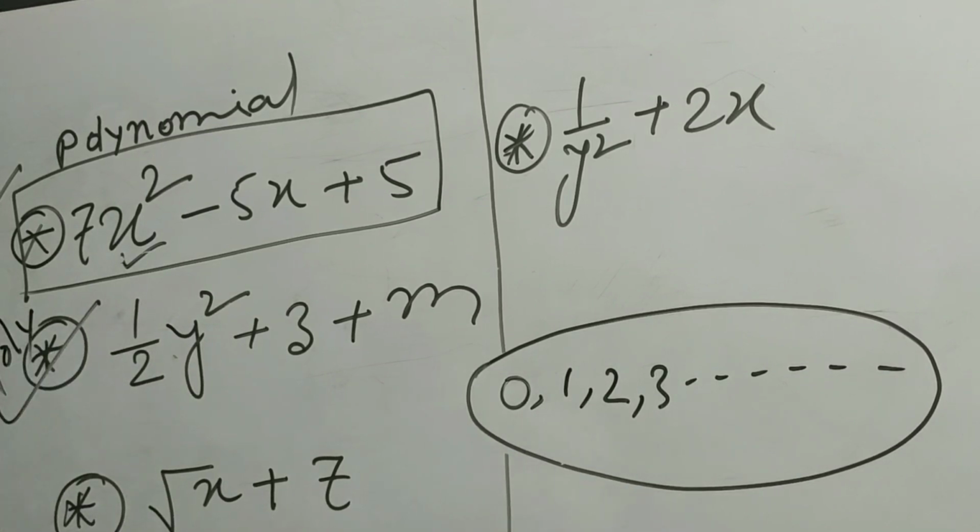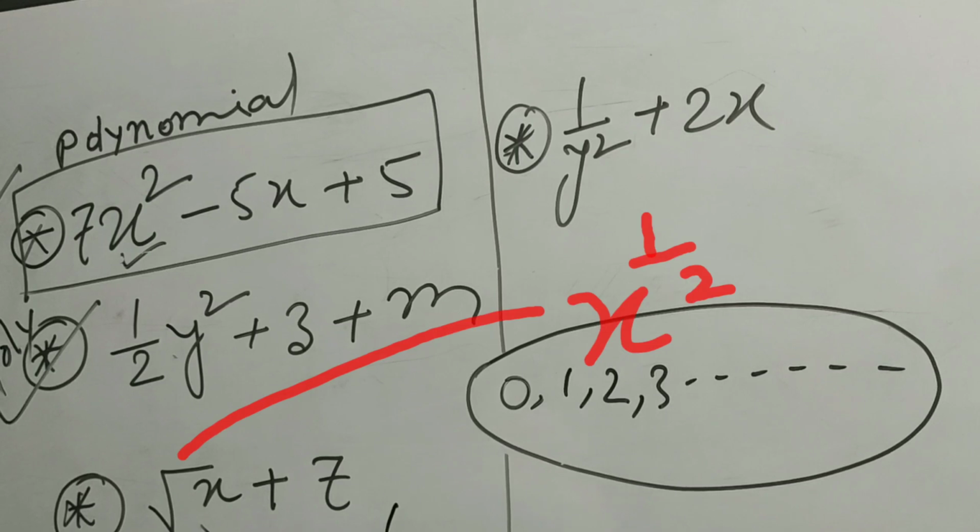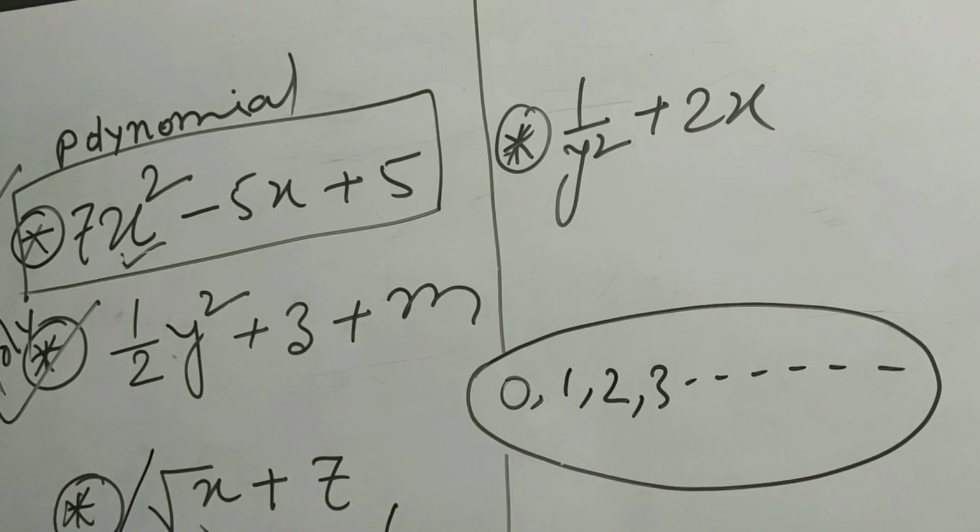In the third example, you observe what is the power of root over x. If I convert root over x into indices form, it is x to the power half. Now what is the power of x here? Definitely half. Is it a whole number? Half is not a whole number, and that's why it is not a polynomial. It is not a polynomial because the power of the variable is half, that means it is not a whole number.